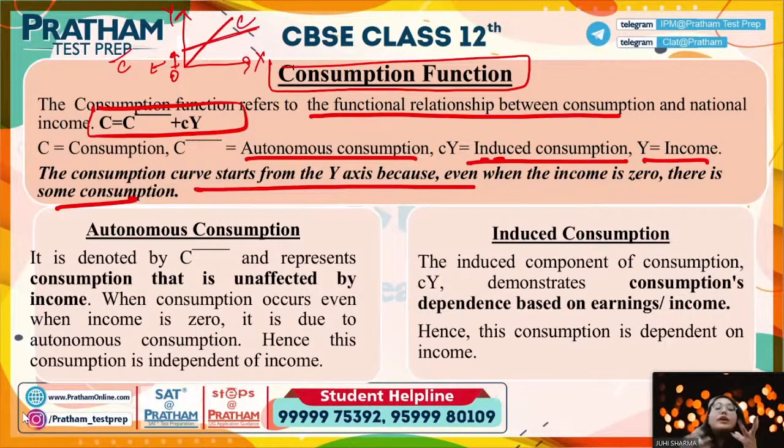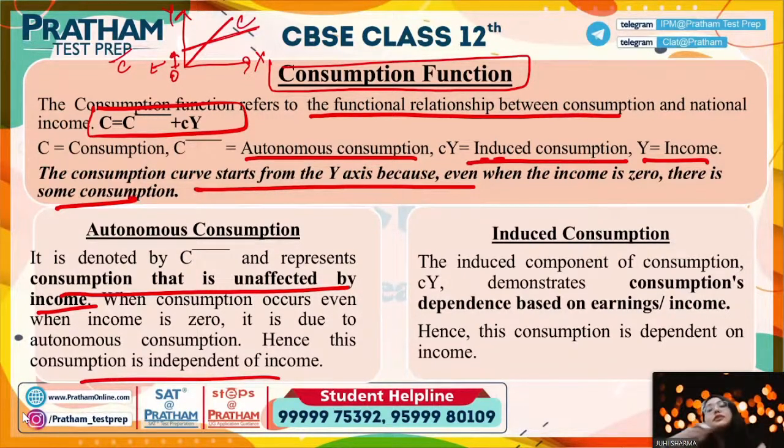So if I have to give you a proper definition of what autonomous consumption is, it is that consumption which is denoted by C bar, right? And it is not affected by the income. You can say that the autonomous consumption is unaffected by the income. So what I am telling you is that even if the income is zero, there will be some sort of consumption, and that consumption is known as autonomous consumption, which is independent of the income.